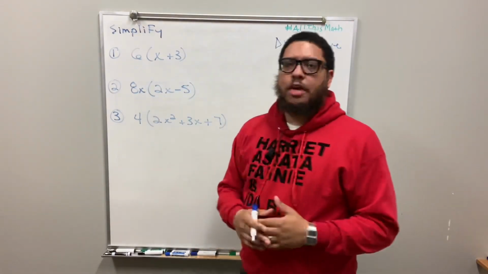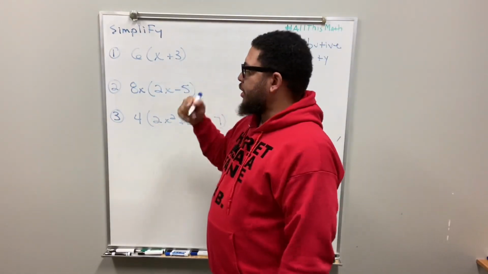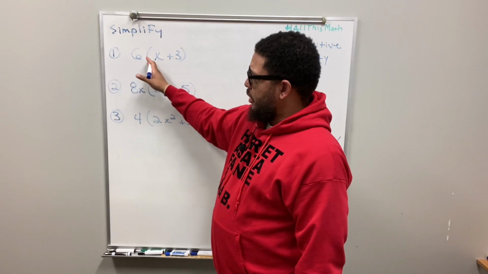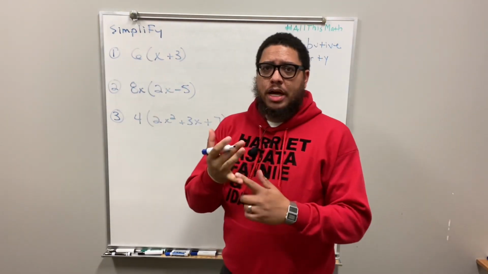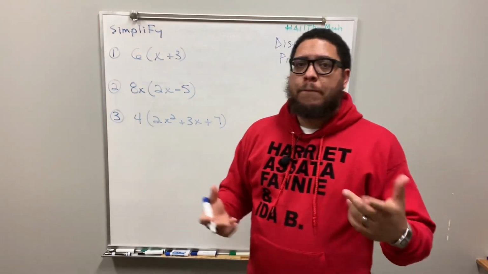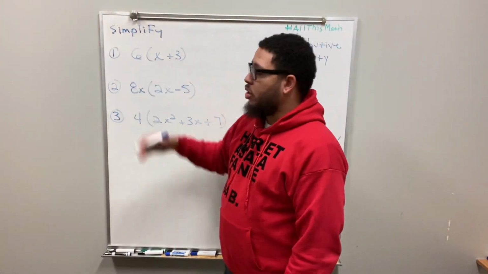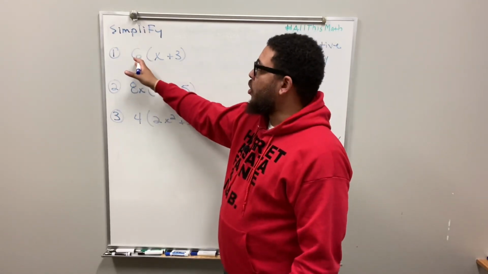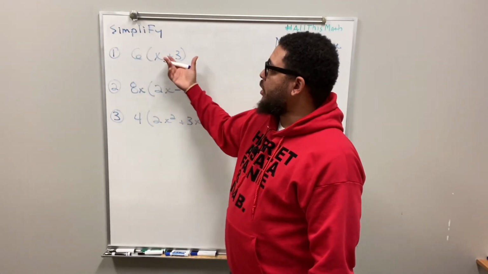Also, another thing to keep in mind is that you need to always ask yourself, what operation is taking place here? I see a 6, and then there's just a parentheses. There's no plus sign, no minus sign, no division sign, no multiplication sign. But because there's no sign there at all, that implies multiplication. That means that this 6 is being multiplied by the quantity x plus 3.